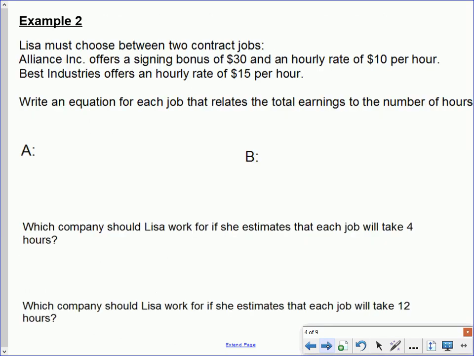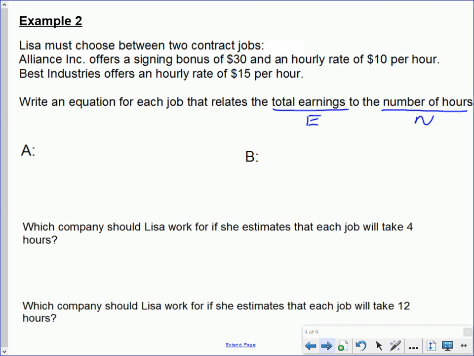So here's an example. Lisa must choose between 2 contract jobs. Alliance Incorporated offers a signing bonus of $30 and an hourly rate of $10 per hour. Best Industries offers an hourly rate of $15 per hour. Write an equation for each job that relates the total earnings to the number of hours. Okay, well, let's say total earnings is E and number of hours is N. Those are our 2 variables here.